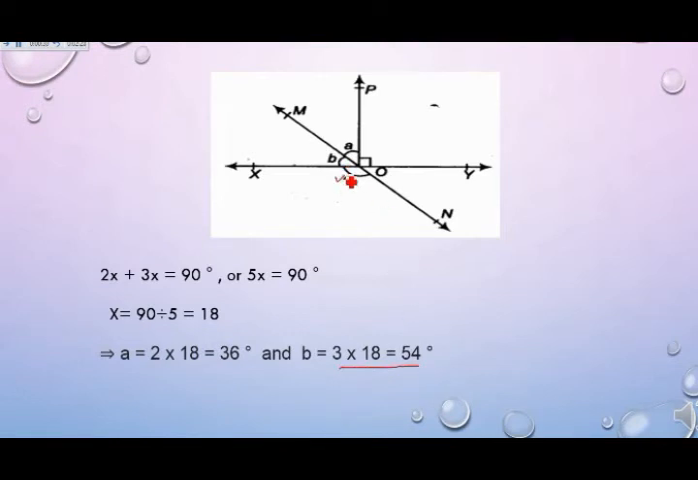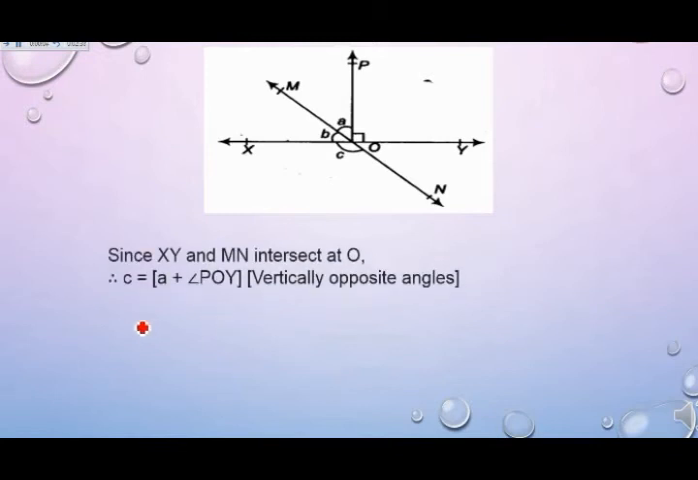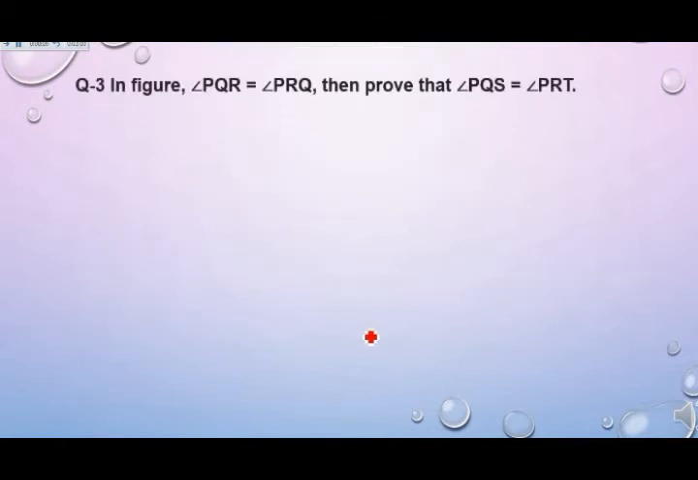Now we have to find angle C. So we can find angle C by using linear pair or by taking the vertically opposite angles also. So you can find C by using any of these two methods. Now here C is equal to A plus angle POY, and angle A is 36 degrees and POY is equal to 90 degrees, and therefore the value of angle C is equal to 36 plus 90, that is 126 degrees.